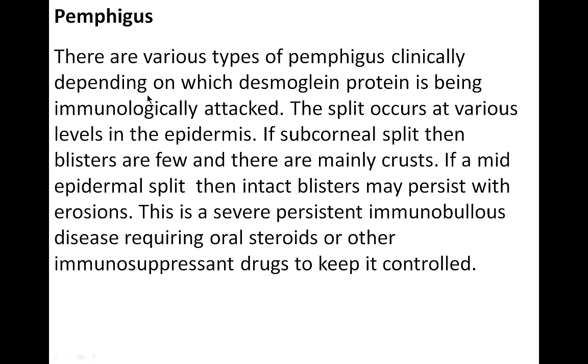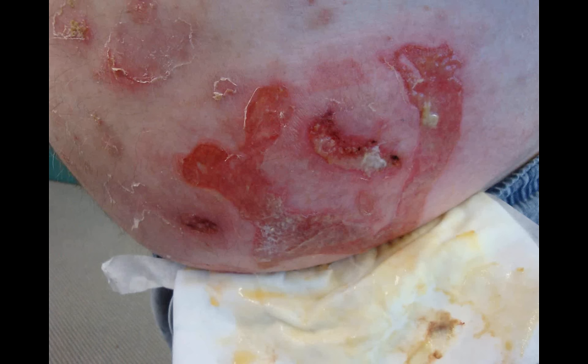This was just the clinical. To go over it again, the various types clinically depend on which desmoglein protein is attacked. The desmoglein proteins are the desmosomes holding the epidermal cells together. Remember this last bit. It's a severe, persistent immunobullous disease requiring oral steroids or other immunosuppressant drugs to keep it controlled. The actual cure rate of this condition is possibly 10% or less. It tends to be a condition that you control.